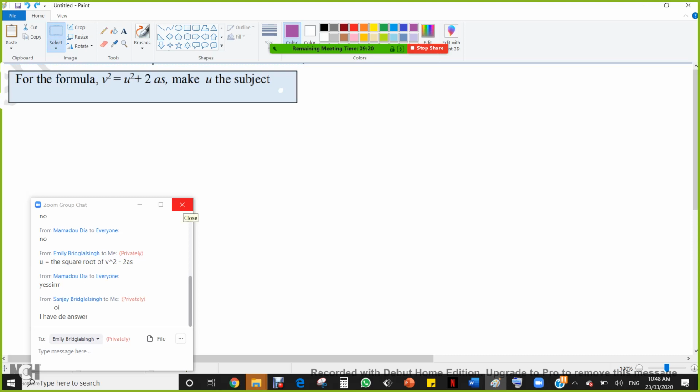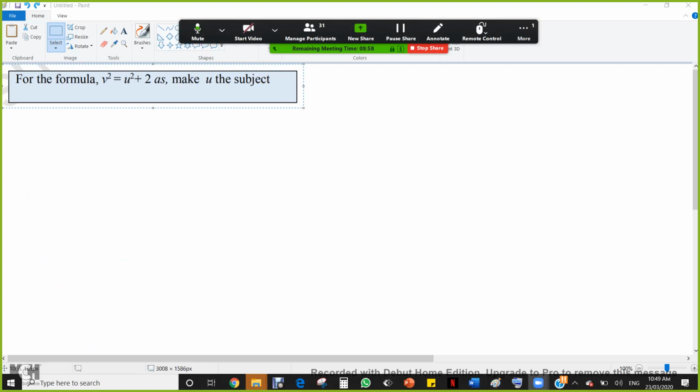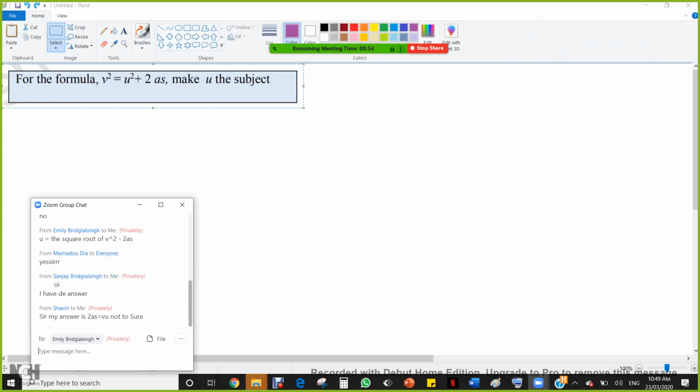Okay, I see we have 9 minutes again. I see Emily sent something: u is equal to the square root of v to the power of 2 minus... Yeah, correct, Emily. Okay, let me correct quickly before the time runs out. Sanjay has the square root of v squared minus 2as is equal to u. Yeah, but that's the same thing, Sanjay.